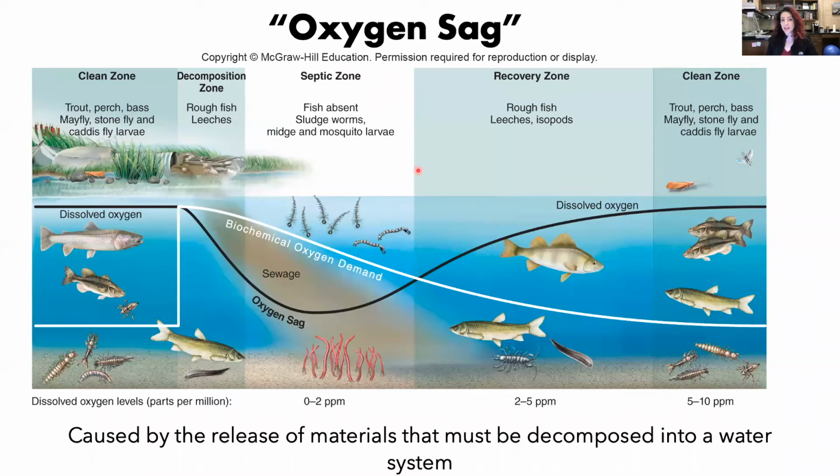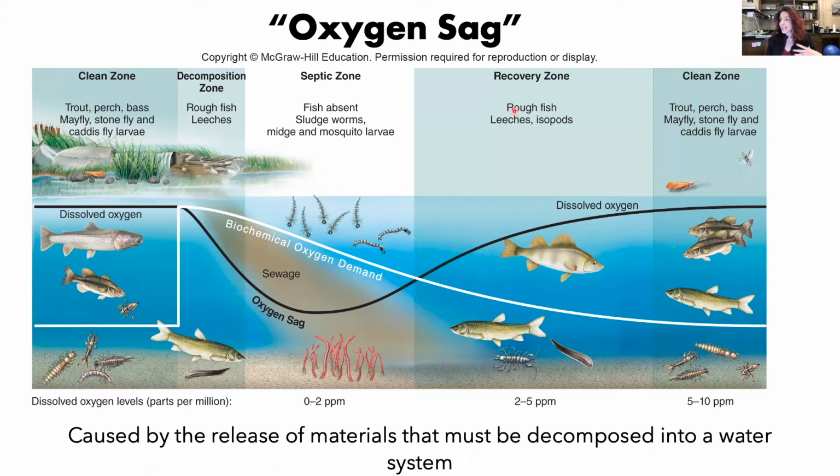So here we have a diagram from your textbook that shows this oxygen sag phenomenon. So let's break down the different components and then see what this graph is telling us. Here we have on the bottom the dissolved oxygen levels that are reported in parts per million. So in this zone here, this is considered the clean zone. This is where we have trout, perch, bass, mayfly, and stonefly and caddisfly larvae. So here we have a clean zone on the left and a clean zone on the right.